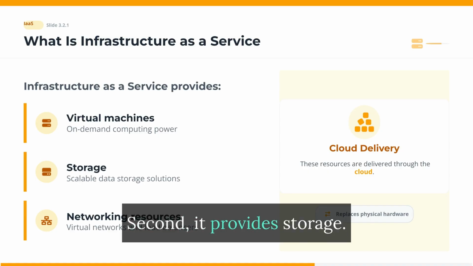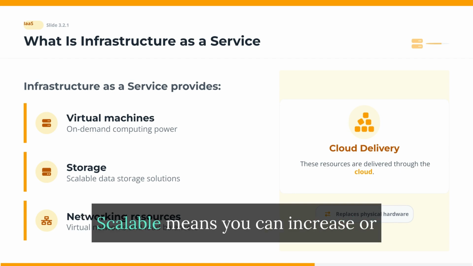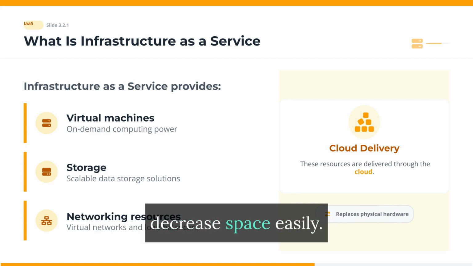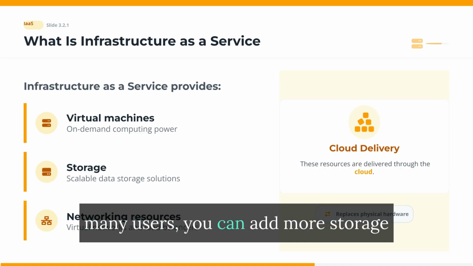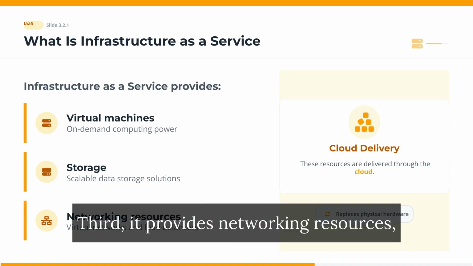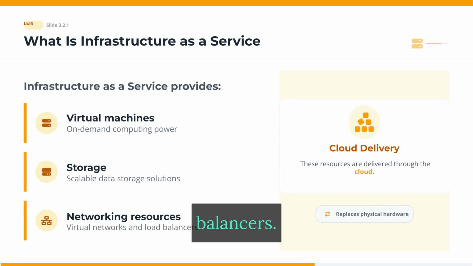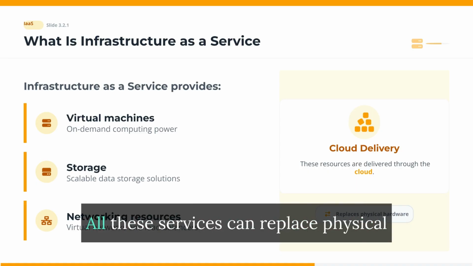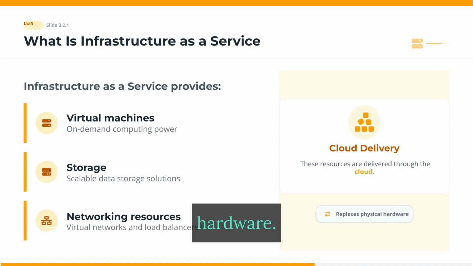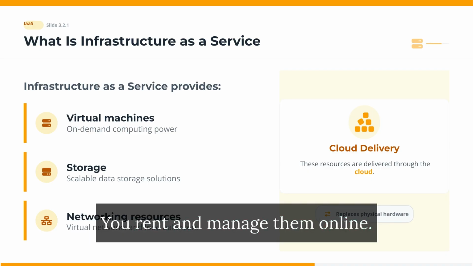Second, it provides storage. This is scalable data storage solutions. Scalable means you can increase or decrease space easily. For example, if your app suddenly has many users, you can add more storage quickly. Third, it provides networking resources, such as virtual networks and load balancers. A load balancer shares traffic, so one server does not get overloaded. All these services can replace physical hardware. You do not need to buy real servers. You rent and manage them online.